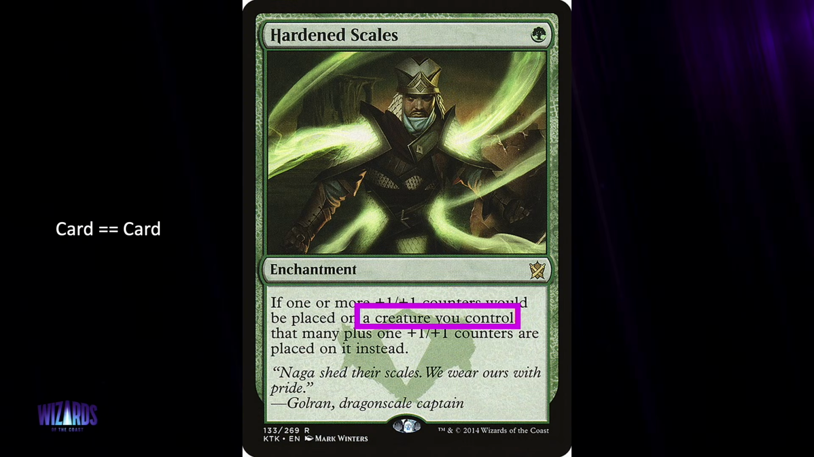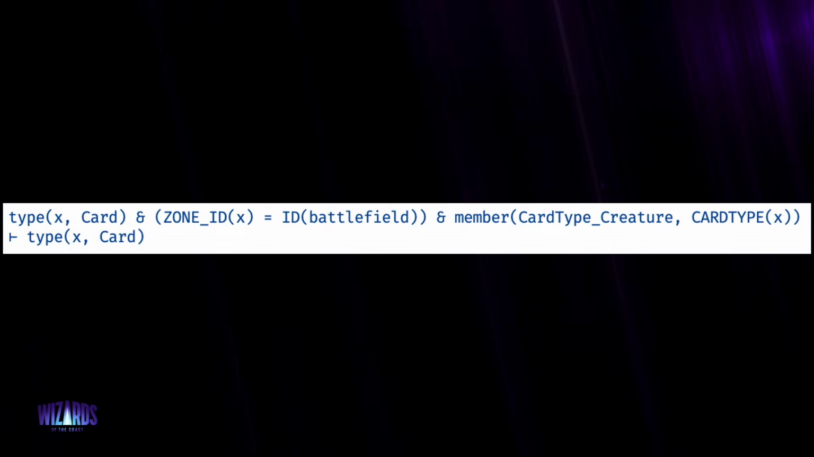Now the next noun phrase, a creature you control, that has the same type. It is a card. We're looking for a card. But that isn't sufficient. We need to prove not just that it's a card, but that the logic expressions for it and a creature you control are compatible. And by compatible, we mean, does the logic expression of one imply the other one?